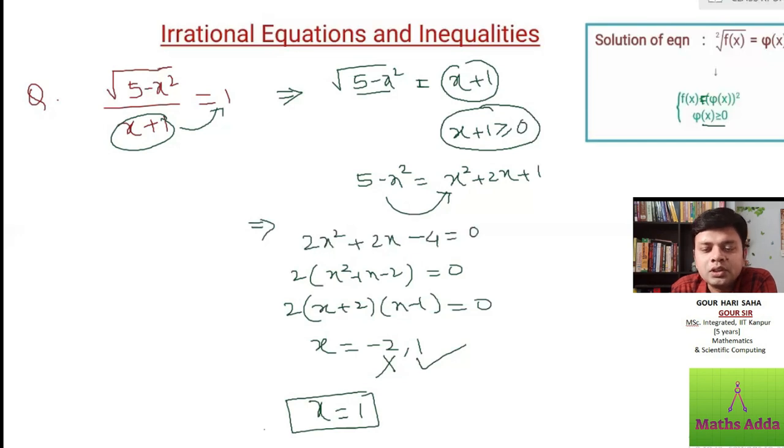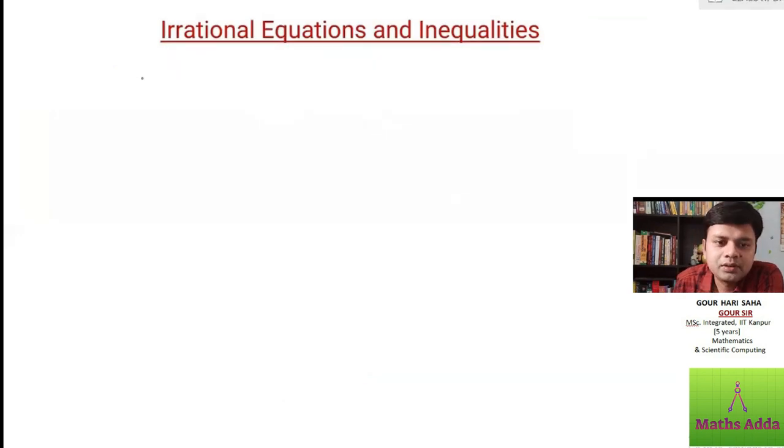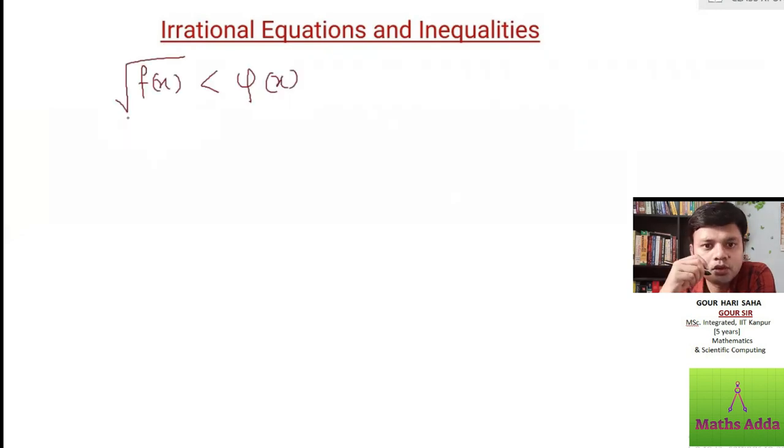Let us move to irrational inequalities. Let us take first this type: square root of f(x) is less than psi(x). Now you see why I will always put square root. If it is power 1 by 4 or 1 by 6 or 1 by 8, it will work in the same way. Whatever I am doing for square root will work for fourth root also.